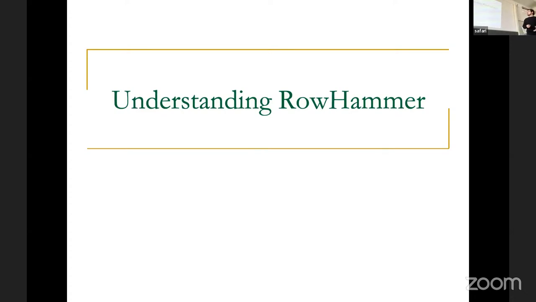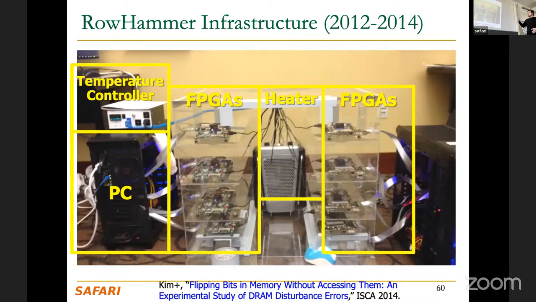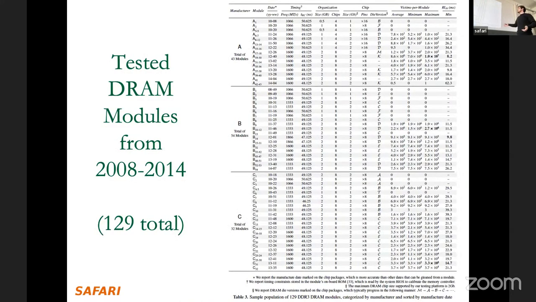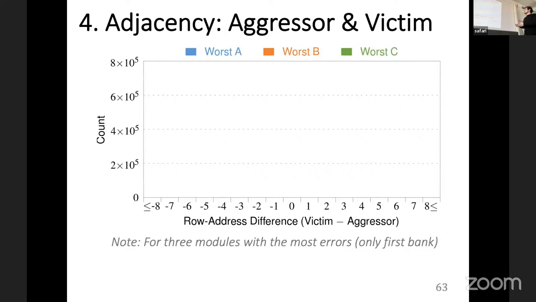All right, so I'll talk about what we did in the past to understand RowHammer. And I'll start with the analysis that the first paper we released on this topic presented. We used the earlier version of the DRAM testing infrastructure to do these studies and tested 129 modules in total. These modules were produced from 2008 to 2014. And the major characterization results are as I showed you here. But basically, I'll talk about some of the results in more detail.